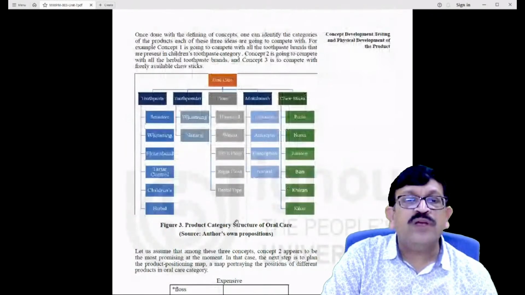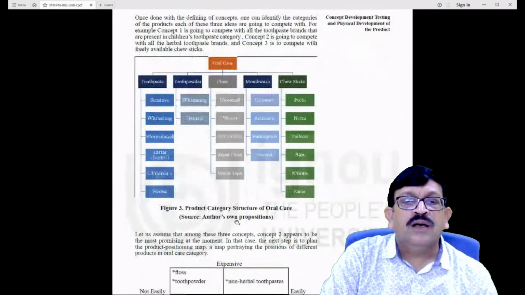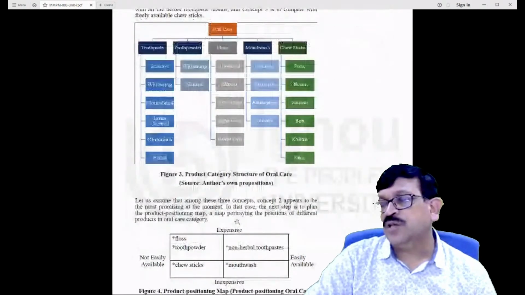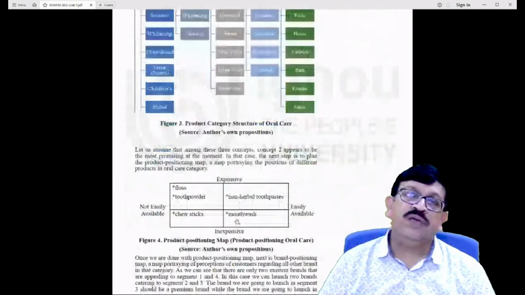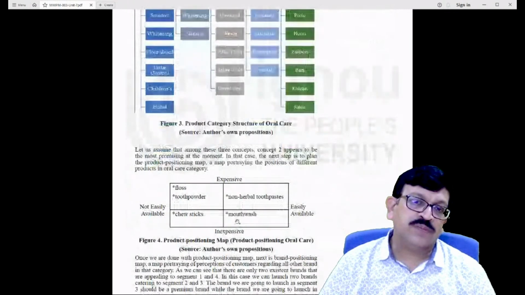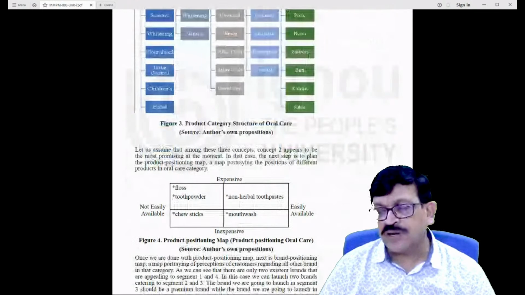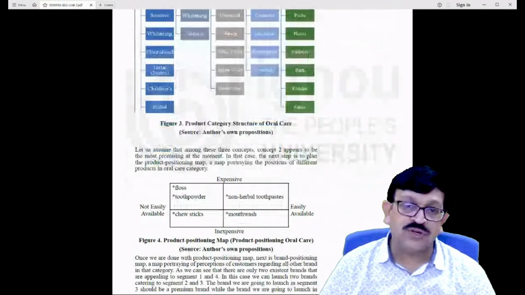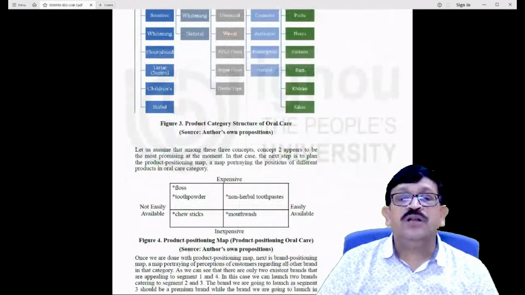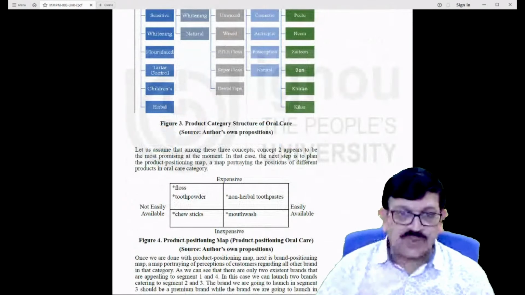And the second, you move out of these. Maybe there are 2-3 concepts which come out, and you may zero in on any one particular concept depending upon the kind of profitability it is likely to bring in the future. And then we can work out something called the product positioning map.